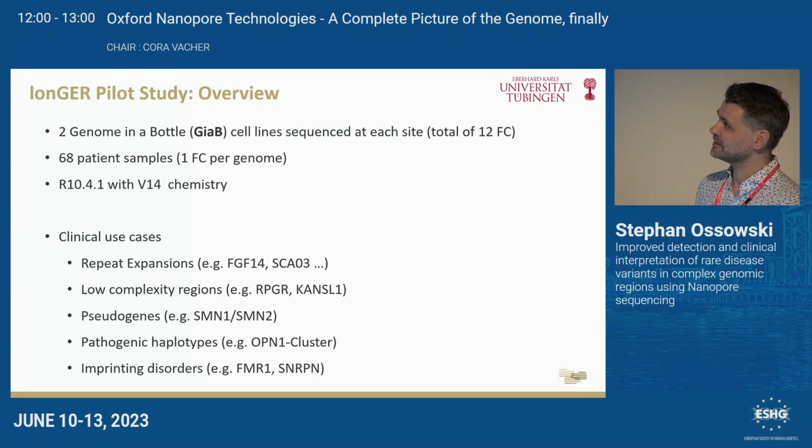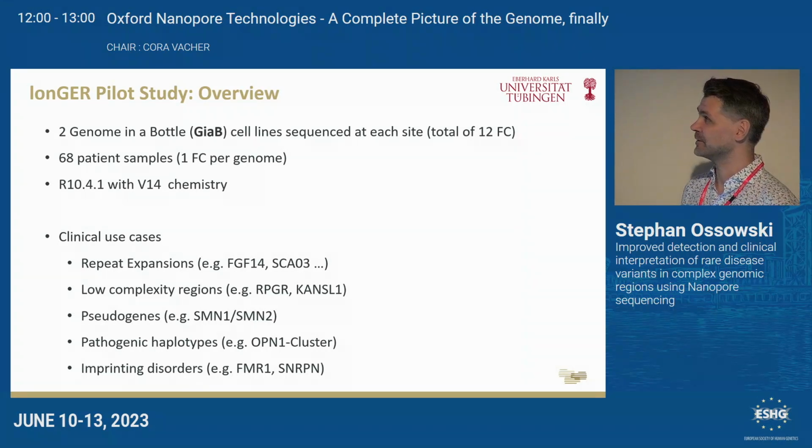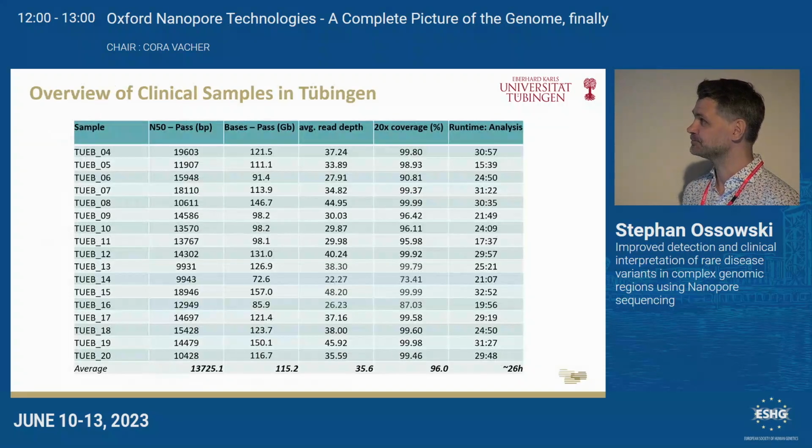So in the pilot study I used for that, we had two Genome in a Bottle GIAB cell lines that everyone is using for benchmarking, so as a reference data set, and then 68 real patient samples, all distributed across the four centers with the latest pore and chemistry. And we wanted to specifically choose cases that have complex features like repeat expansions, low complexity regions, pseudogene duplicates, pathogenic haplotypes like OPN1, and imprinting disorders with methylation.